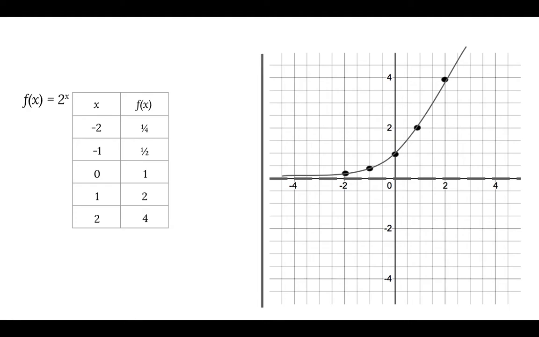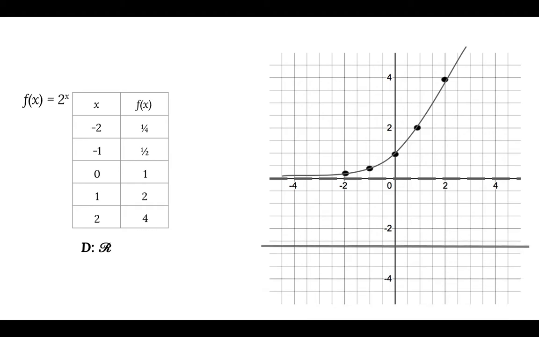Identifying its domain. As I work all the way across, it will always be touching the graph. So I have a domain of all real numbers. I check the range. It doesn't start touching it until after that horizontal asymptote. So my y values or my f of x values will be strictly greater than 0.